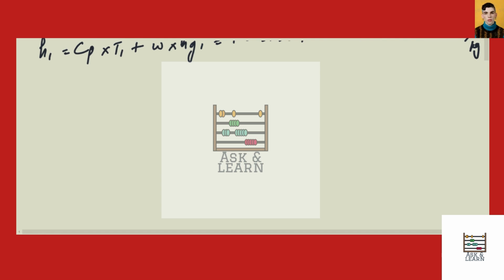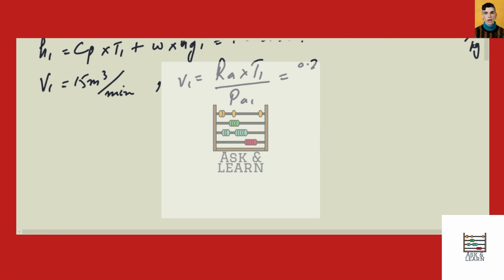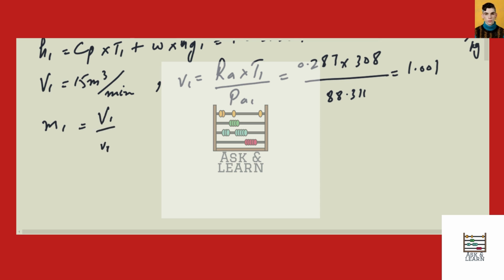That is capital V1 is equal to 15 cubic meters per minute, and we have small v1 is equal to RA into T1 over PA1, that is equal to 0.287 multiplied by 308 divided by 88.311, and that is equal to 1.001. Then we have M1 is equal to capital V1 divided by small v1. So it's 15 over 1.001, is equal to 14.99.